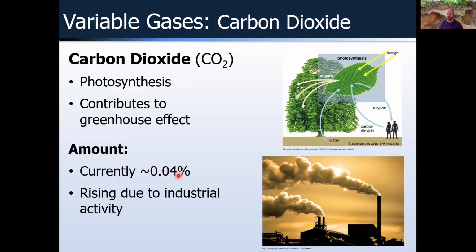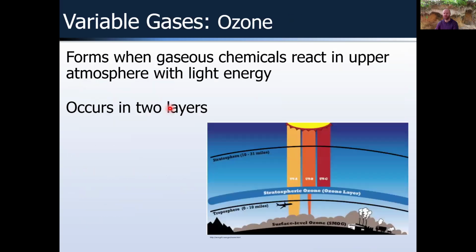420, 425 parts per million, and it's rising due to industrial activity. Our concentration of carbon dioxide in the atmosphere has continued to increase for the last many decades, even over 100 years, and it continues to increase. Because it's increasing, we're increasing that solar forcing or heating component, where, again, carbon dioxide is capable of absorbing radiation and contributing to the greenhouse effect. More on that later. So let's turn our attention to ozone, another highly variable gas in our atmosphere.